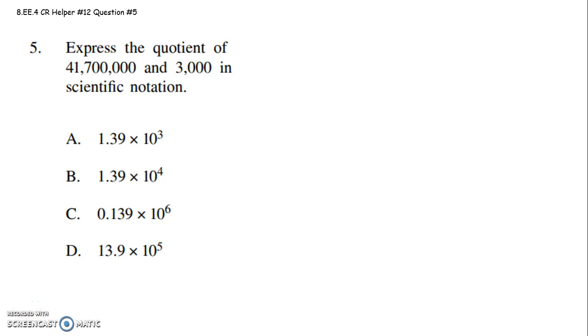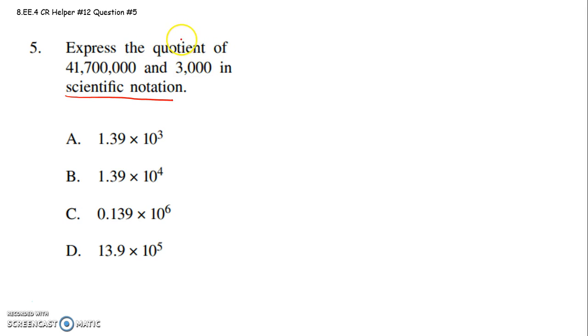All right, 8th graders, this is to help you with question 5 on CR 12. It says express the quotient of 41,700,000 and 3,000 in scientific notation. Lots of ways to go about this. A lot of my students would divide them out in standard form and then rewrite them in scientific notation. I'm just going to go for it and write them in scientific notation right from the beginning.